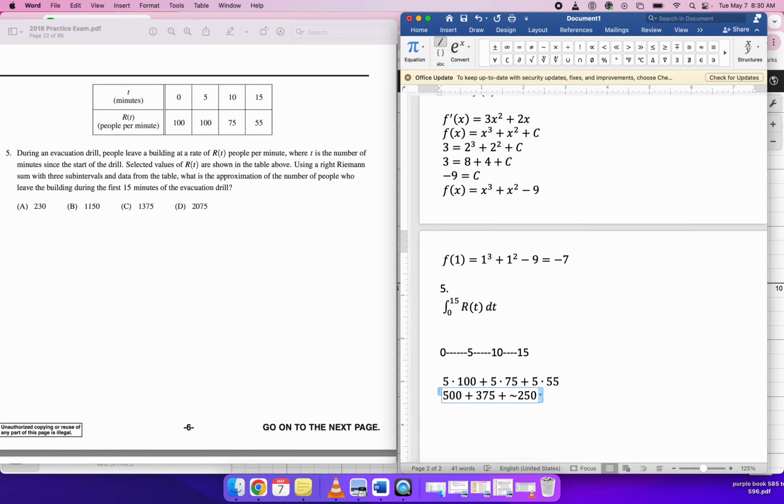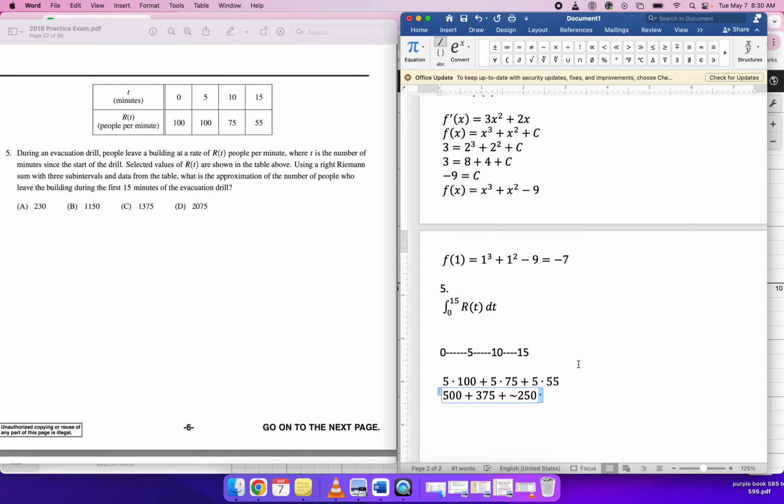I mean, the thing is, I don't really need to know exactly what it is because it's a multiple choice question. I just have to figure out which one is in the ballpark. Like, what is this number equal to, right? It's obviously not 230. Could be 1150 or 1375. It's definitely not 2,750. So which one? I think it's 1150, right?